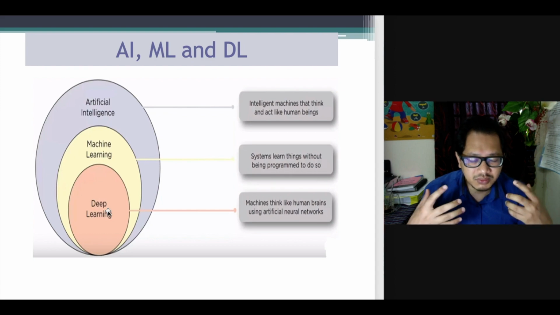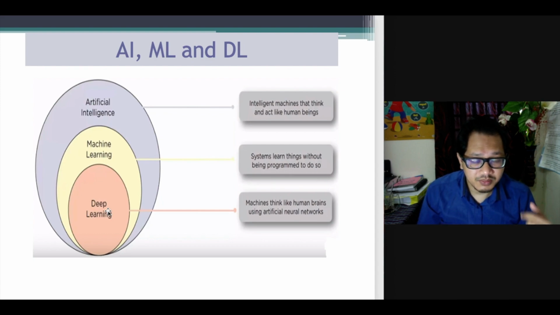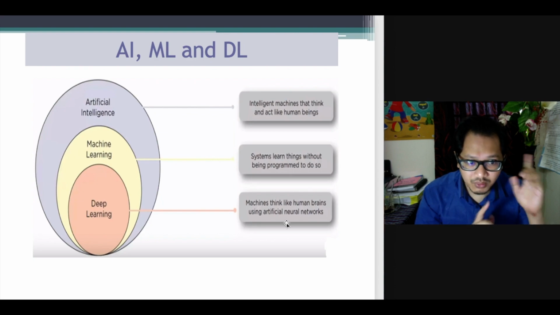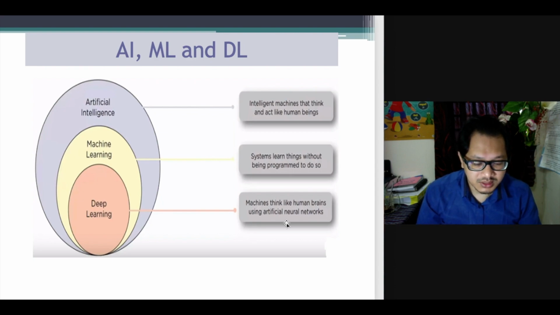Because humans use the brain, we use neurons and so on. So it imitates that idea of how the human brain works, and they produce a method called deep learning. One of the popular ones is the artificial neural network, because the human brain is just like a network. Kita ada network, neuron tu macam network. So that's why it's called neural network.